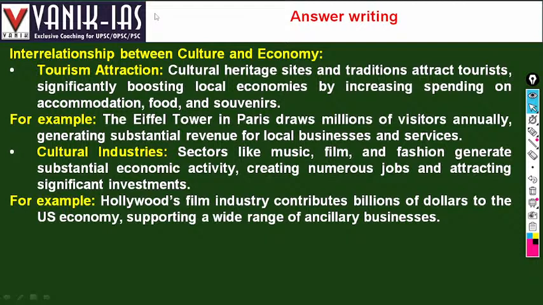Interrelationship of culture and economy. Tourism attraction: cultural heritage sites and traditions attract tourists, significantly boosting the local economy by increasing spending on accommodation, food, and souvenirs. For example, the Eiffel Tower in Paris draws millions of visitors annually, generating substantial revenue for local businesses and services. Cultural industry sectors like music, film, and fashion generate substantial economic activity, creating numerous jobs and attracting significant investment. For example, Hollywood's film industry contributes billions of dollars to the US economy, supporting a wide range of ancillary businesses.